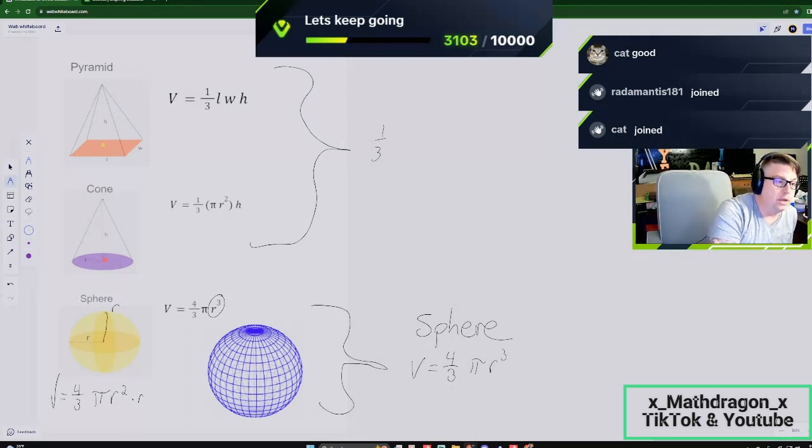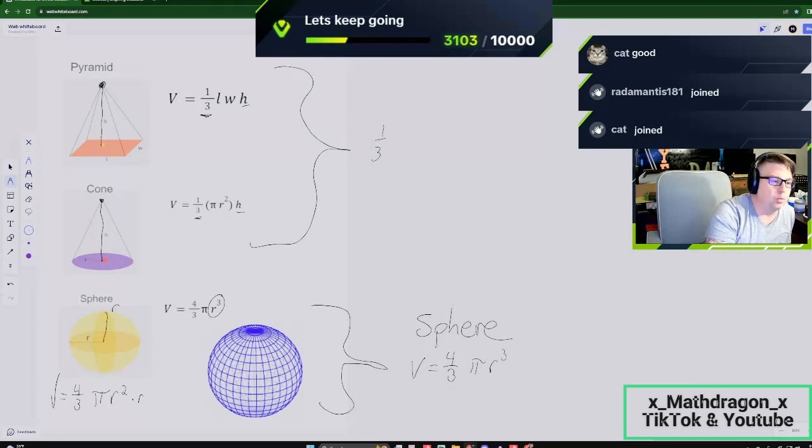Now, what you need to notice about these other two is they come to a point. Anytime they come to a point, boom, you're adding that 1/3 on. Okay? So don't get hung up on that. And then every time you're going to multiply it by a height.